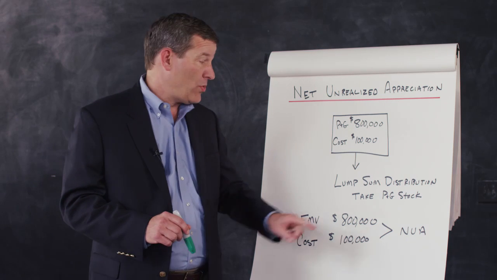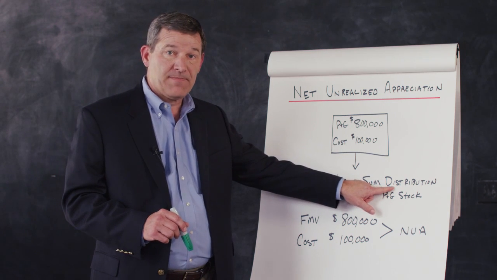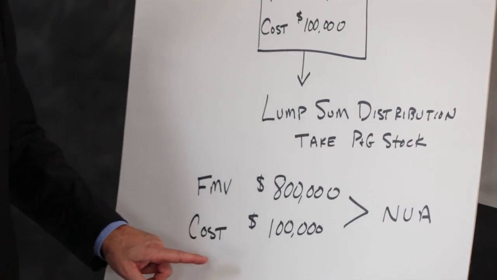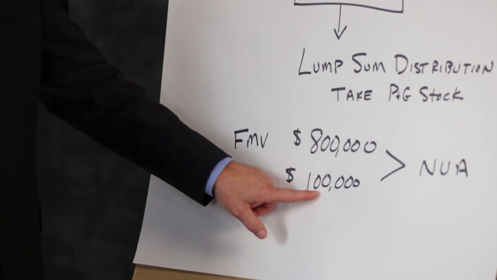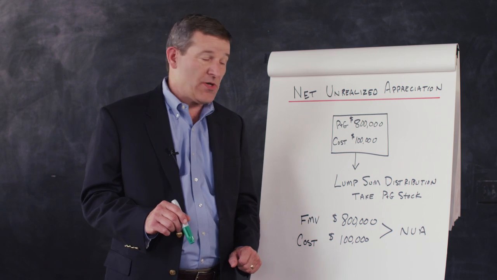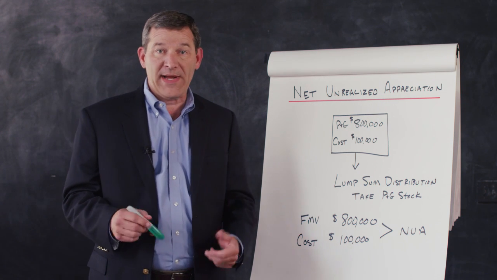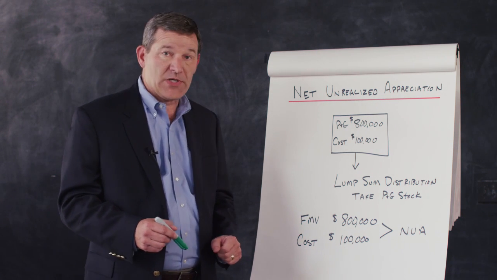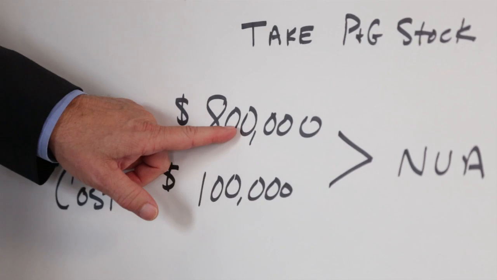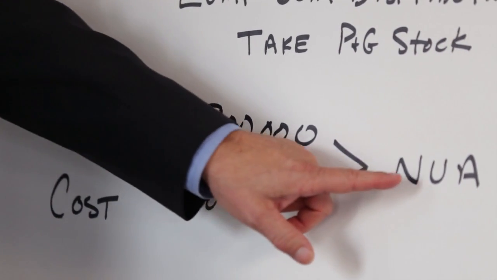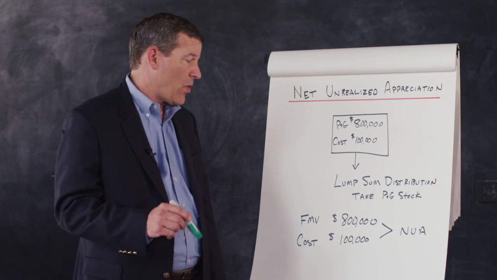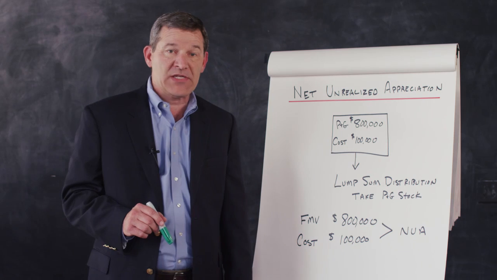Now you can do a lump sum distribution, take out all of the P&G stock, and pay tax on the $100,000, not the $800,000. So this is a significant opportunity to avoid income taxes on your retirement distribution. And the difference between the cost and the $800,000 is NUA, or net unrealized appreciation. So we're going to take a couple of examples and show you how this works.